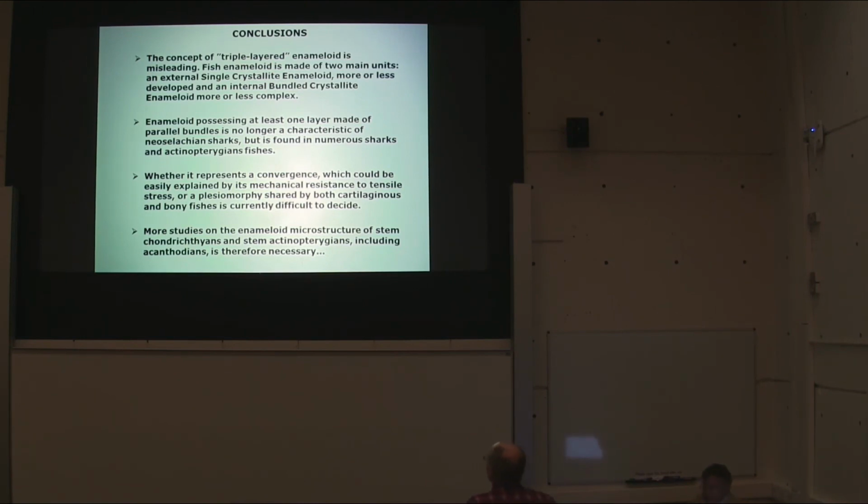And whether it represents a convergence, which could be easily explained by its mechanical resistance to tensile stress, I mean, for any kind of predatory teeth, such a parallel bundled enameloid is a mechanical advantage, definitely. Or if it is a plesiomorphy, which is shared by both the cartilaginous and the bony fishes, is currently difficult to decide. So basically what we need to do now is more studies on the enameloid microstructure of stem chondrichthyans and stem actinopterygians, including acanthodians.